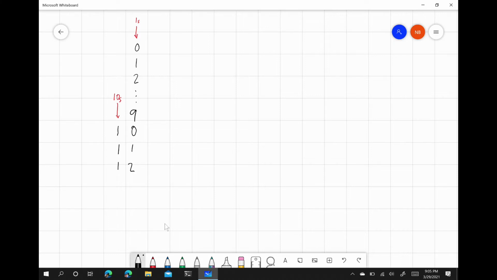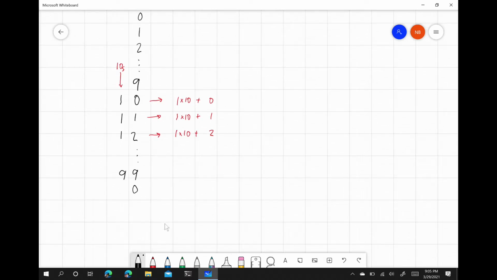And then we count to 11. We again increment the ones place. And this number here is understood to mean 1 times 10 plus 0. And this number is 1 times 10 plus 1, and so on, which is 11. 12 is 1 times 10 plus 2. And this continues on. We get to 99, say. And then we want a number bigger than 99. This rolls over to 0, this rolls over to 0, and we put a 1 in the hundreds place. So here we have the number that's 1 times 100 plus 0 times 10 plus 0.